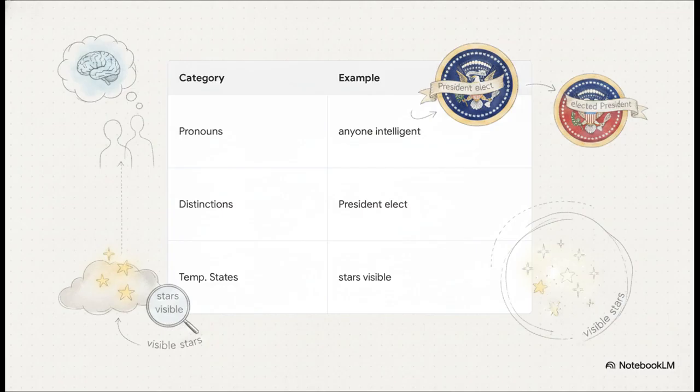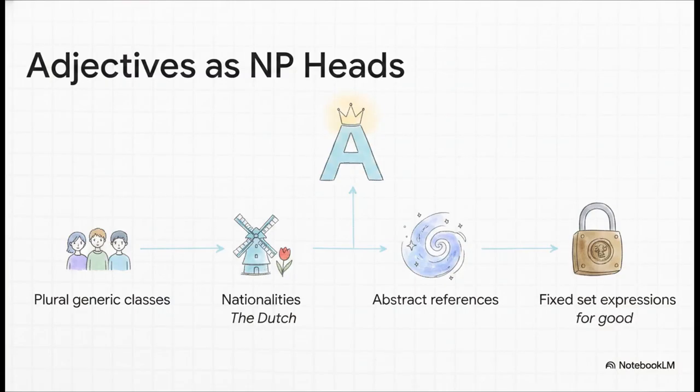Or consider temporary states versus permanent characteristics. Saying the stars visible tonight implies a fleeting temporary condition, whereas the visible stars implies a permanent inherent trait. The syntactic placement entirely shifts the underlying meaning. It's like a giant puzzle. Adjectives can also step up and function as the absolute head of a noun phrase. When they're paired with a definite determiner, they operate entirely without inflection for number or case, meaning they do not take a plural s ending, which, by the way, is a massive stumbling block for English learners.